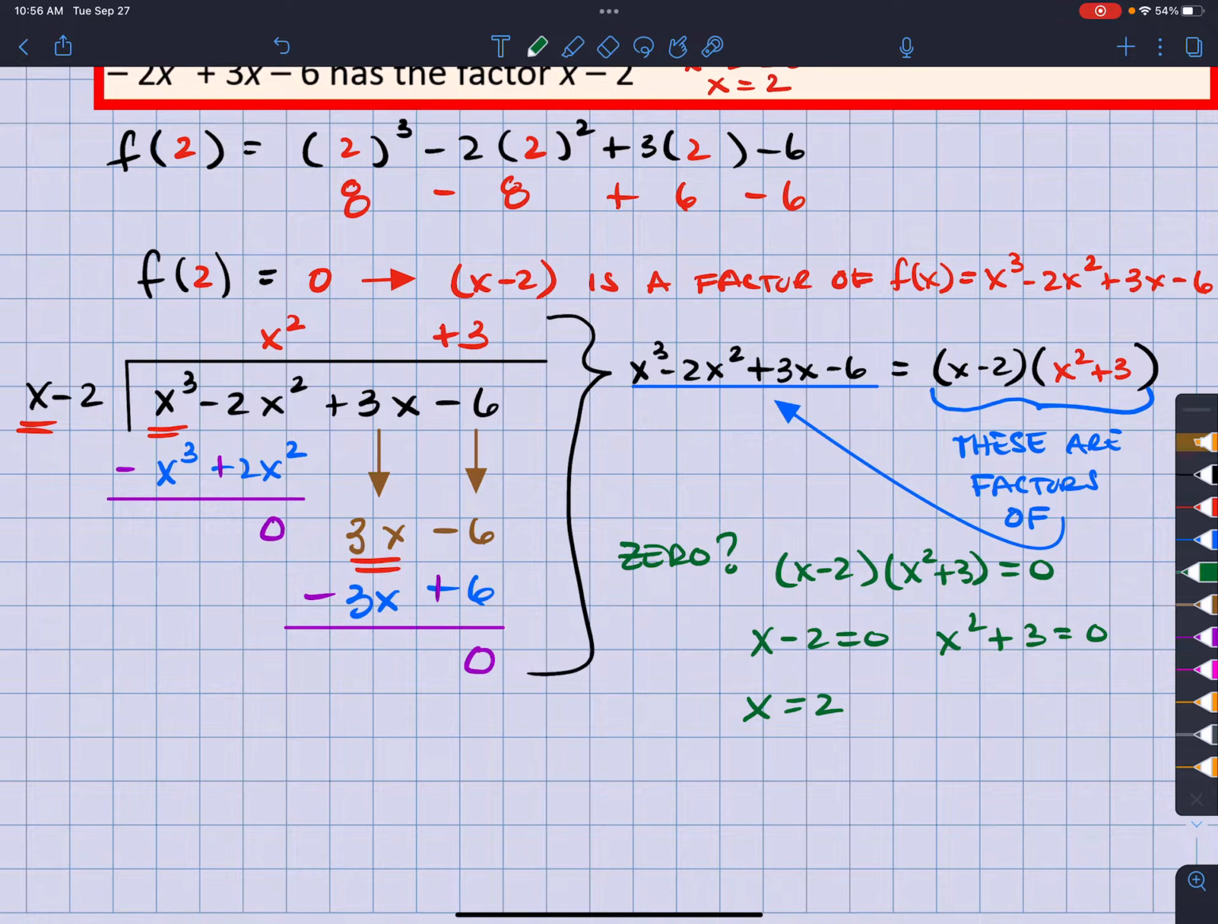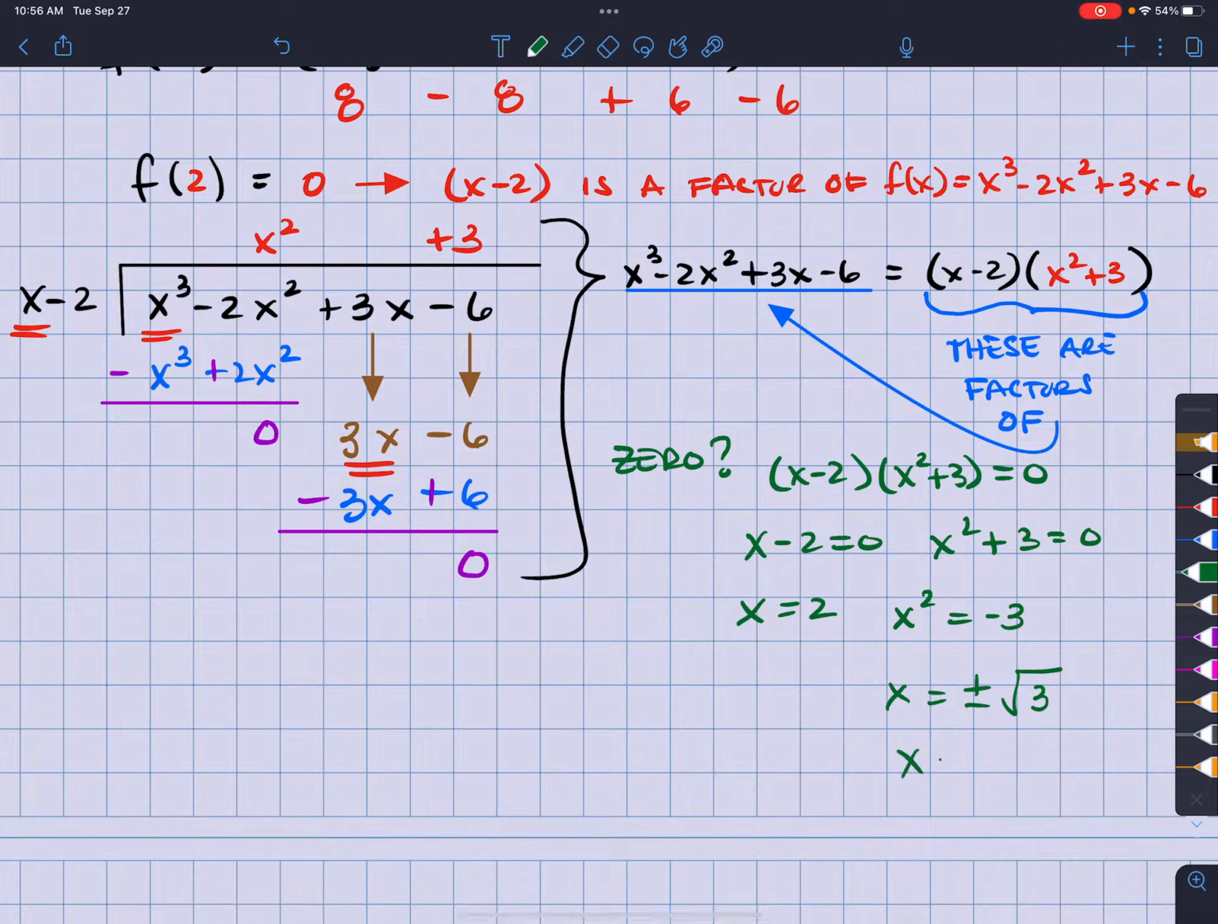How about the x squared plus 3? Well, if I said x squared plus 3 equals 0, I'll say x squared is equal to negative 3. That means x is going to equal plus or minus the square root of 3, which means that x is going to equal... forgot the negative. Need to remember the negative. So I got positive i square root of 3 and negative i square root of 3.